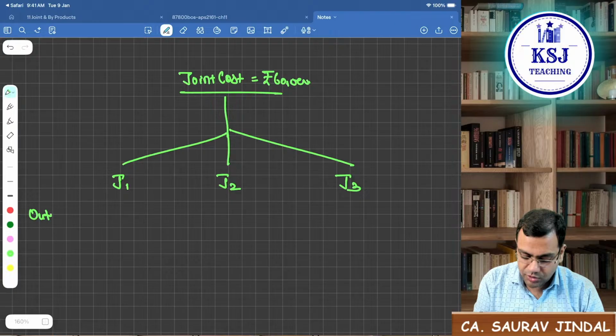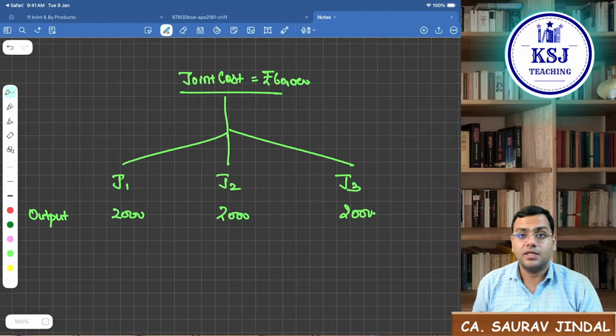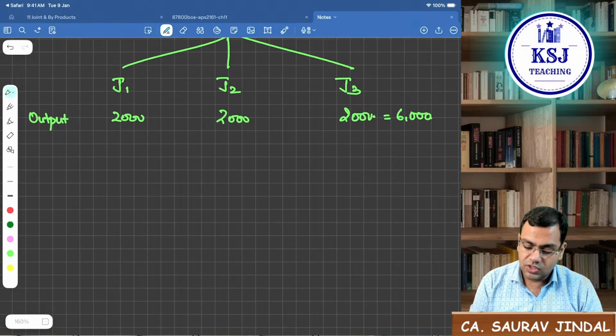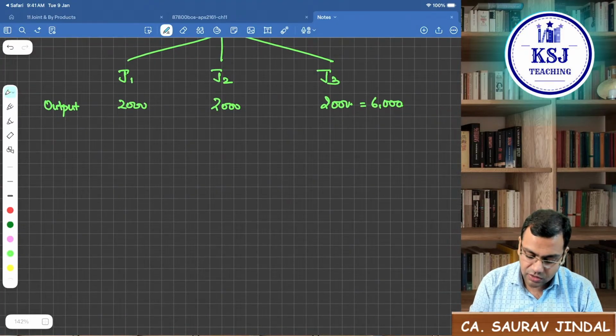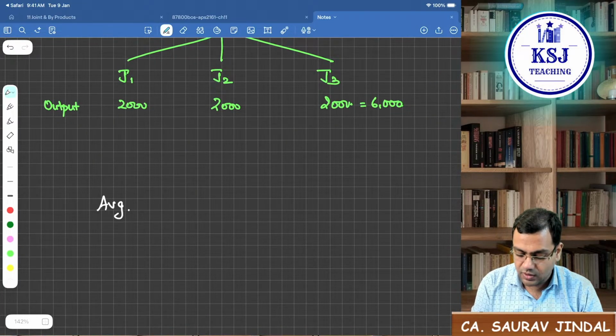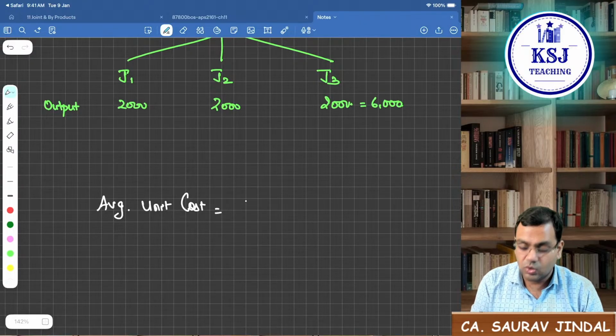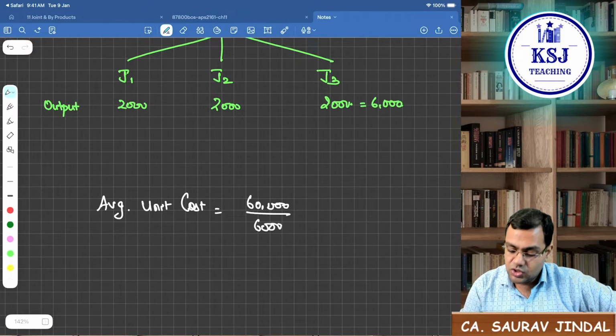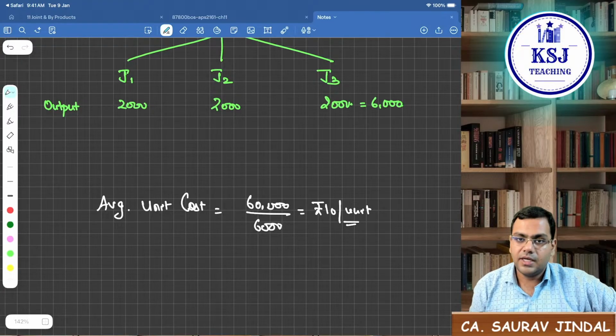What is the output for J1, J2? 2000 units for this, 2000 units for this and 2000 units for this. So in total, how many units are you manufacturing? 6000 units. So they say calculate the average unit cost. Average unit cost means the total 60,000 is the cost incurred and how many units are manufactured in that? That is 6000 units. So on an average, 10 rupees per unit. Right, this is what you are getting.